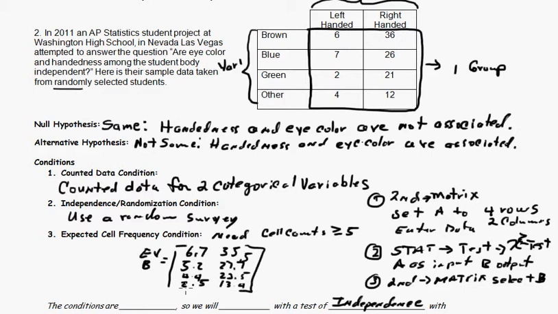The problem is that we don't meet the criteria right here. 4 and 2 are too small. Sometimes that means you just can't do the test. If you're doing a project, you're going to have to go out and collect more data. If you get more data, maybe these expected values will go up.